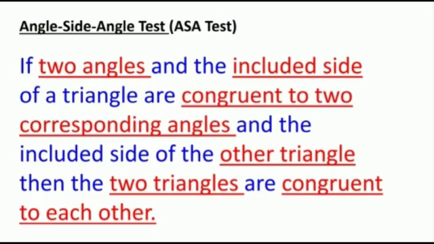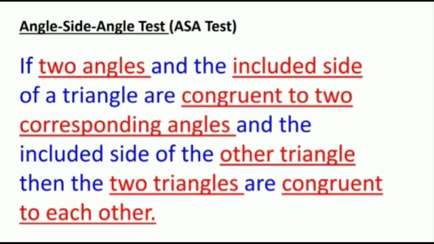Angle side angle test, ASA test. Now here, two angles and one side of a triangle should be congruent to two angles and one side of the other triangle. Then we can say that the two triangles are congruent to each other. So we can say that if two angles and the included side of a triangle are congruent to two corresponding angles and the included side of the other triangle, then the two triangles are congruent to each other.